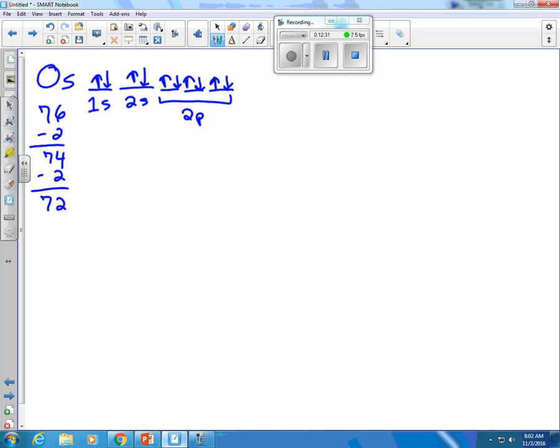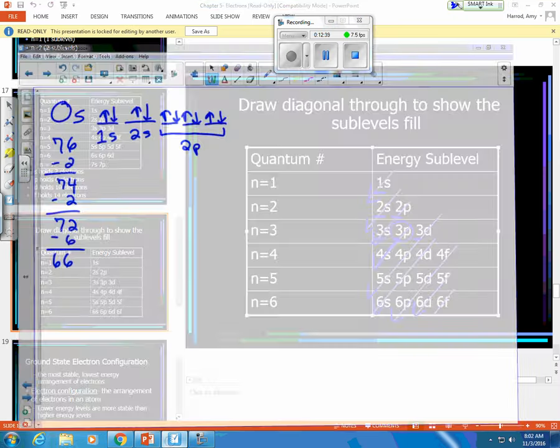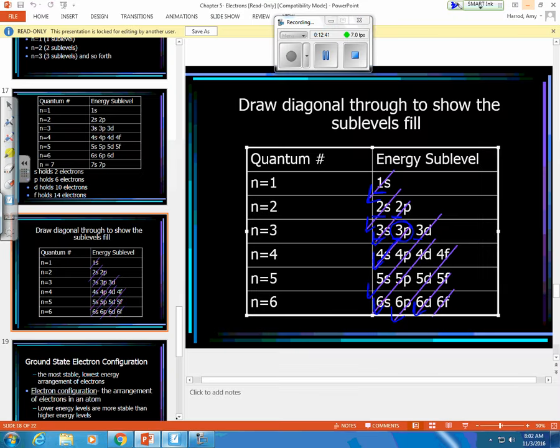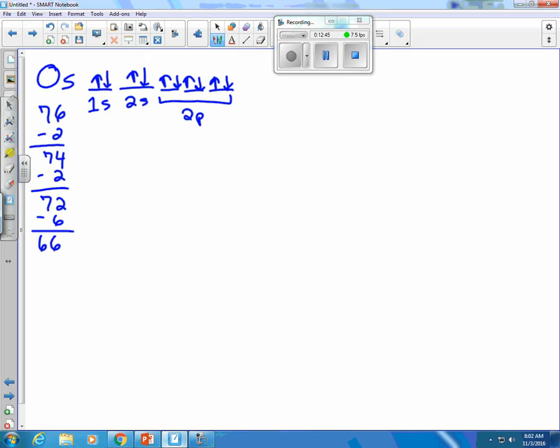And then I go back and pair them. So I used 6 of them. I'm now down to 66. I go back to my PowerPoint. After my 2P, I go to 3S. 3rd floor bed. Fits 2 electrons. And I'm down to 64.